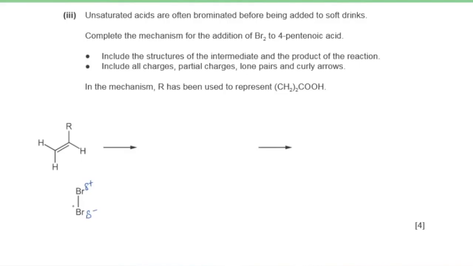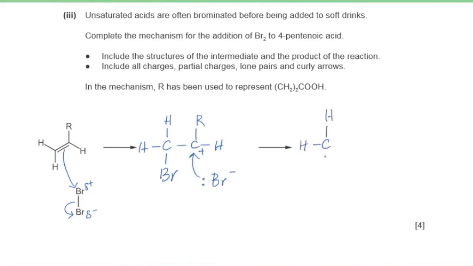The Br-Br bond breaks heterolytically, so this arrow will have its head towards the negatively charged bromine atom, and this positively charged bromine atom will be attracted towards the electron-dense C=C double bond. The intermediate of this reaction will have one of the bromine attached to this carbon atom, while the other carbon atom will have a positive charge, which will be attracted towards the negatively charged bromine with a lone pair of electrons. And the final product would be the addition of Br atoms.